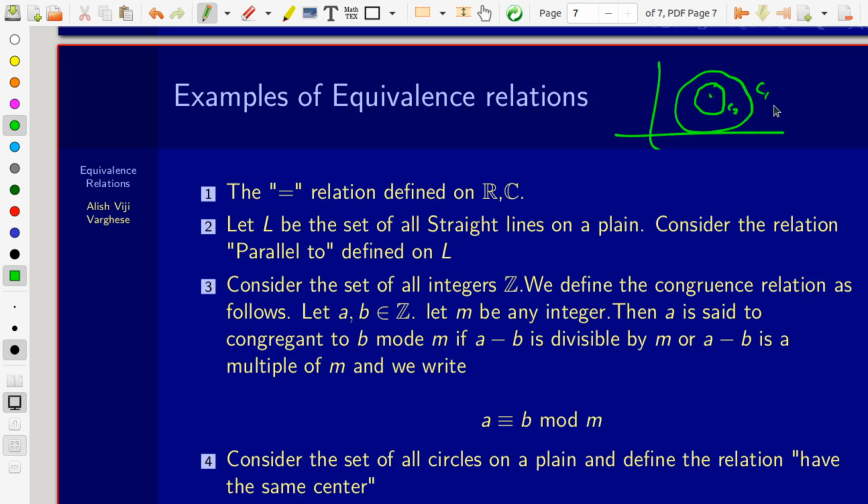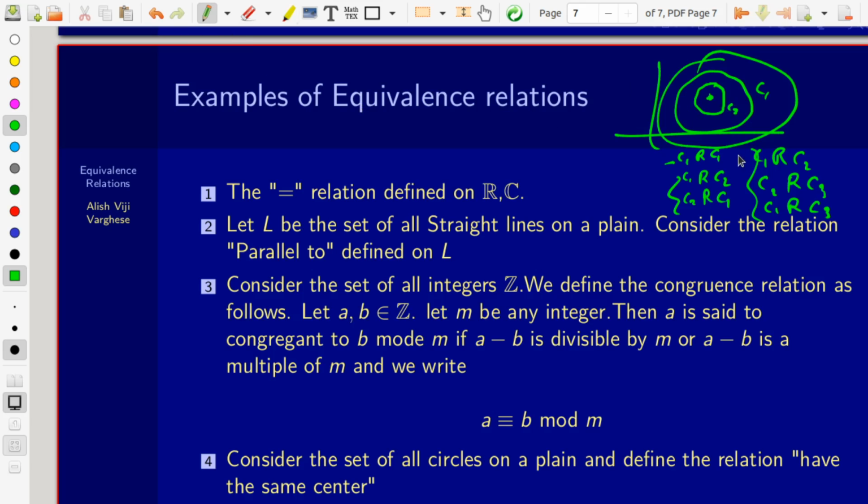C1 and C2 are said to be related if they have the same center. C1 is related to C1 itself. If C1 is related to C2, then C2 is related to C1. If C1 is related to C2 and C2 is related to C3, that means C1 and C2 have the same center, and C2 and C3 have the same center. So C3 is a circle which has the same center as this. It is something like this. And obviously C1 is related to C3. So it is reflexive, symmetric, and transitive, and therefore it's an equivalence relation.